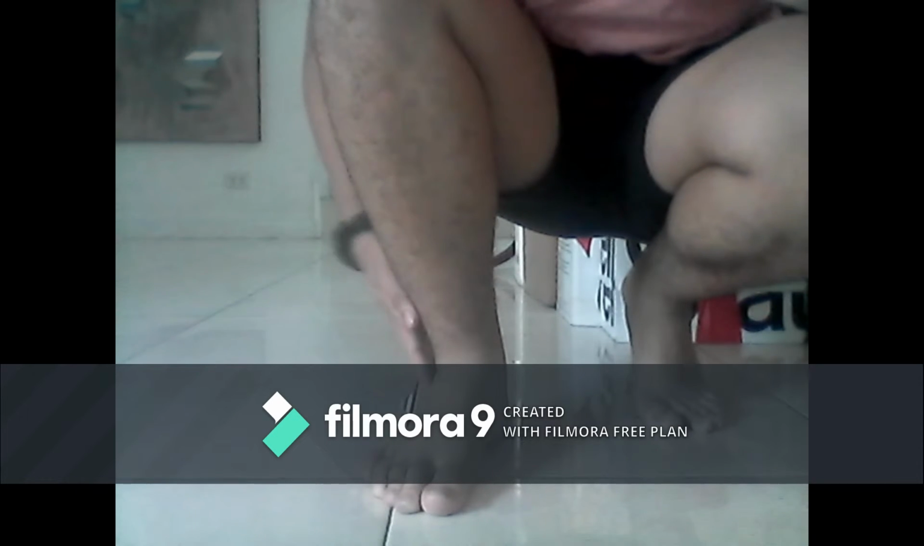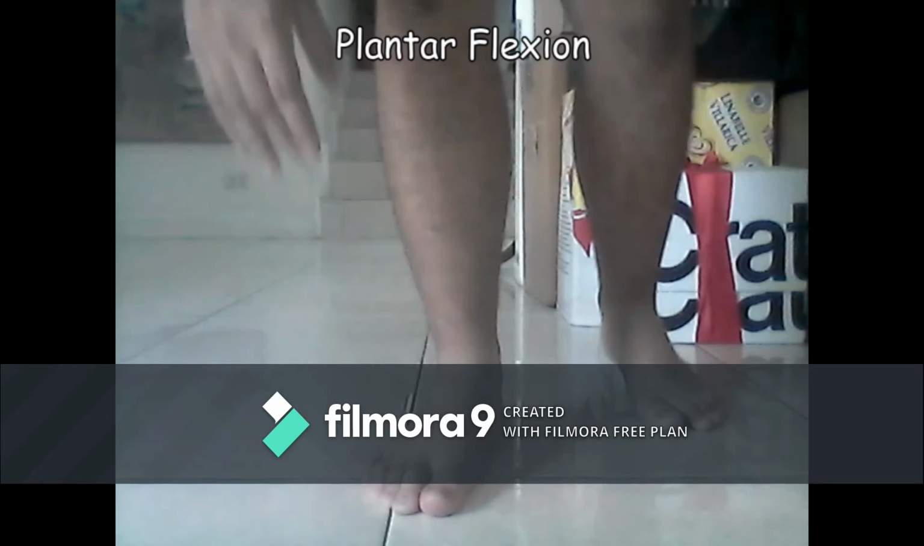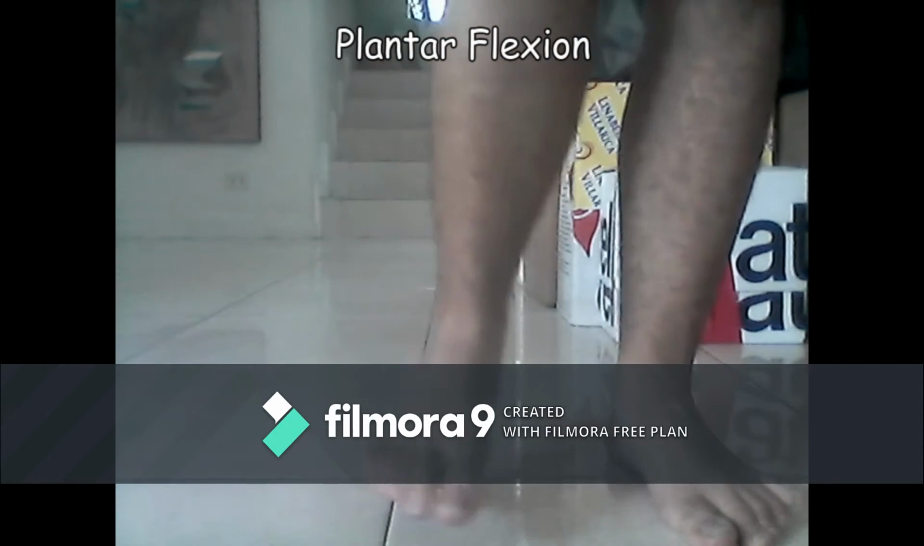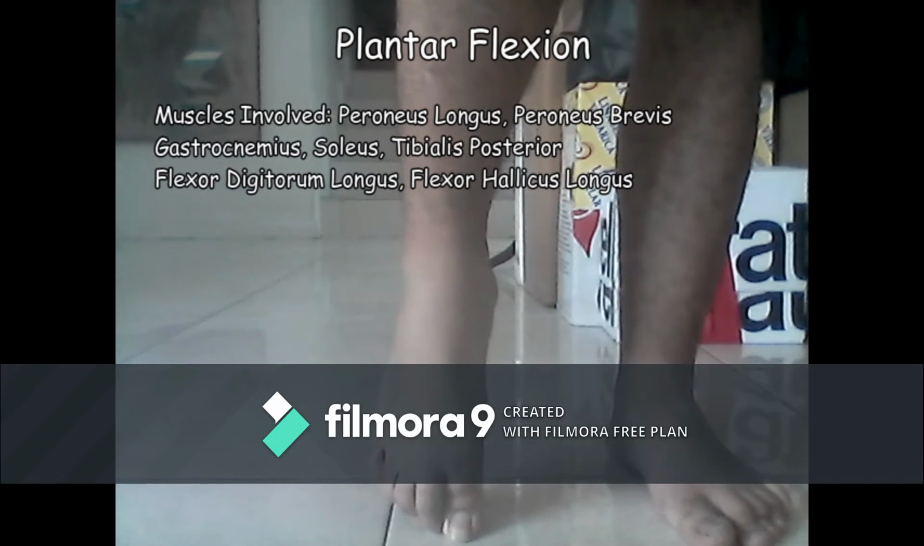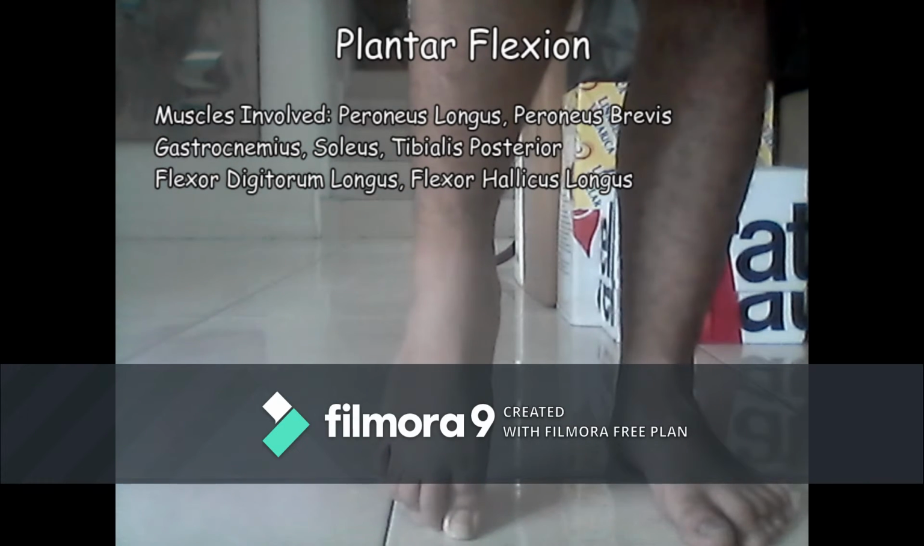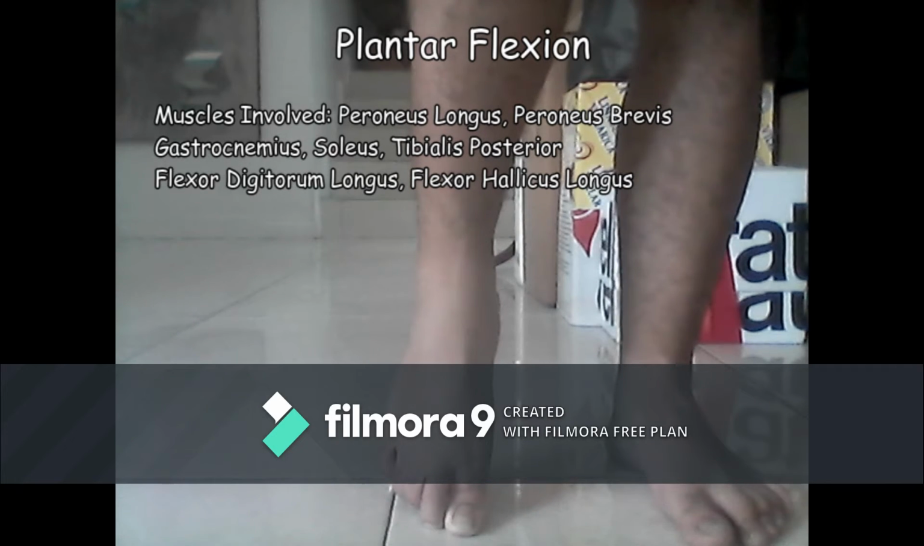So now I'll be talking about the foot and the ankle motion. So first is the plantar flexion. So the action of this is that it flexes the foot and downwards towards the sole. And the muscles involved here are the peroneus longus and peroneus brevis. It also involves the gastrocnemius, the soleus, the tibialis posterior, and the flexor digitorum longus and the flexor hallucis longus.